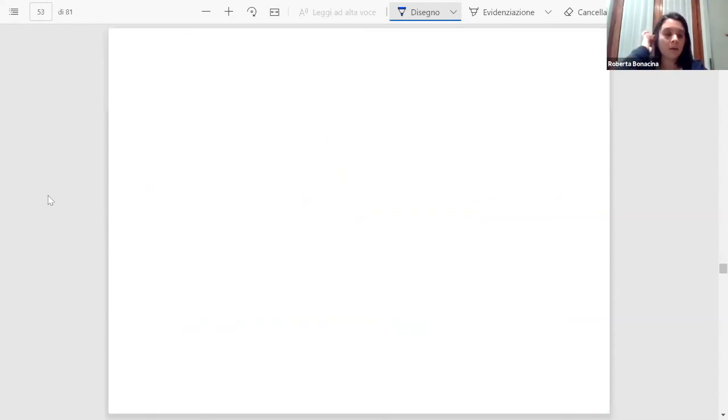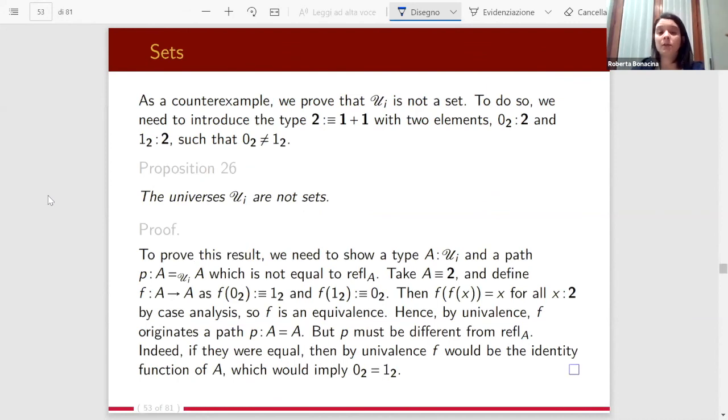Now we see a counterexample, and we prove that universes are not sets. To obtain this result, we need to introduce a type, which is type 2, the coproduct of 1 and 1, which has two elements, 0_2 and 1_2, which are distinct. So to prove that the universes are not sets, we need to show that there is a type A and a path p from A to A, which is not equal to the reflexivity. So this would mean that A equal A has two distinct terms.